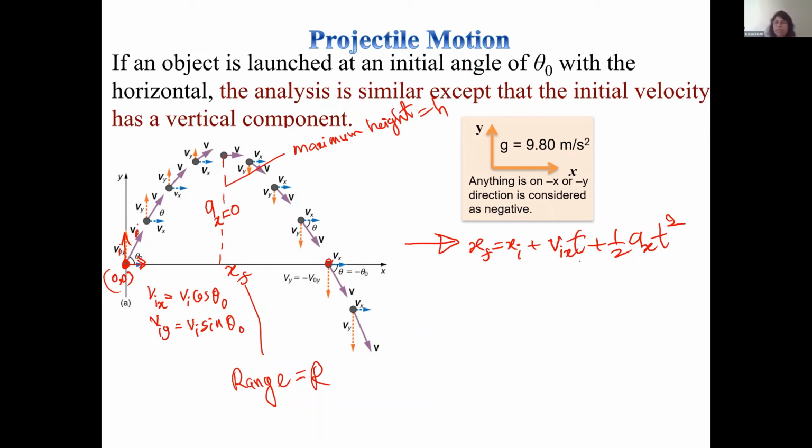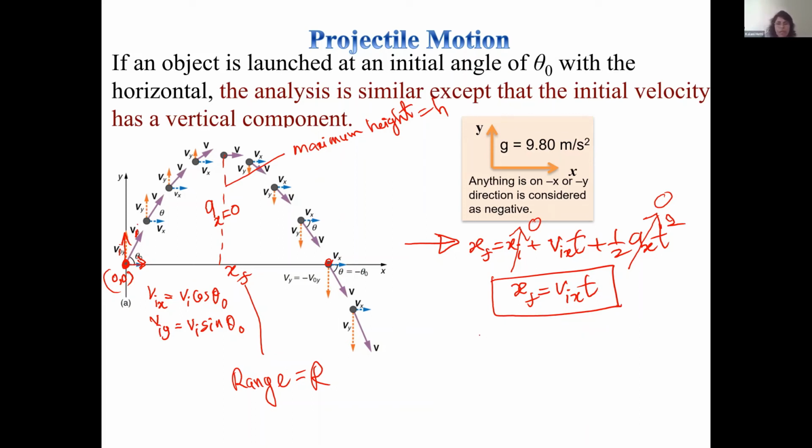So now this equation I can definitely write in the x direction. This one is 0, right? If I start from the origin, this also is 0, right? Then your x final will be equal to v initial x times time. That will be your equation for the x direction.